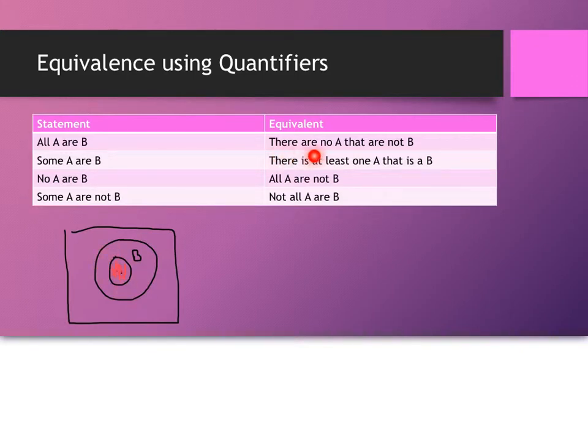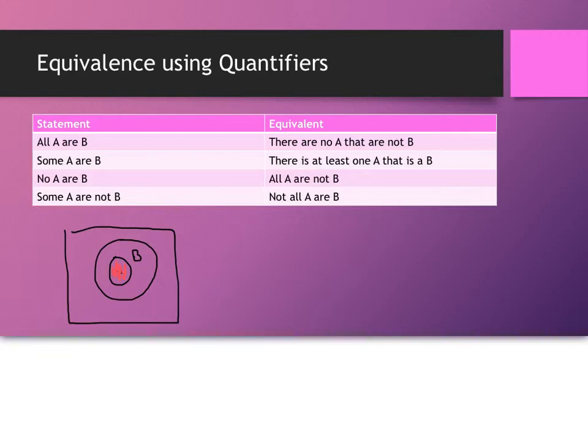Now look at the equivalent statement. The equivalent statement says there are no A that are not B. In other words, there's nothing in A that's outside of B. Everything in A is in B is the same as saying that there's nothing in A that's outside of B. And a lot of times we can use Venn diagrams and set theory to understand better what these statements are saying.